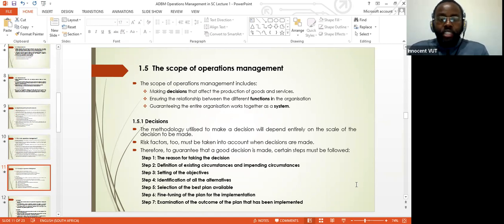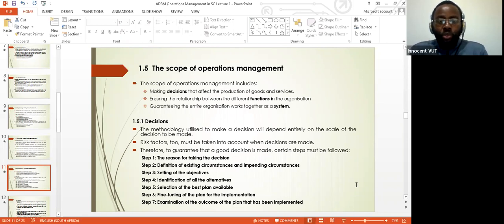Step number one is the reason for taking the decision. Under the first step, the conditions may have changed from the time the decision was made. Therefore, there will be a need for taking new decisions. Taking a new decision might include opening a new market.